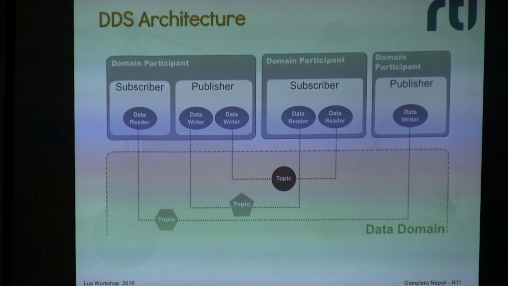The way a data writer and a data reader match is based on two things. One is the topic, so for example, topic temperature or topic pressure are two different topics. But also the data type. For example, if you're trying to communicate a position, you can have X and Y, or if it's in 3D, you have a Z as well. And if the types are not the same, they're not going to match. So you can have this kind of matching.